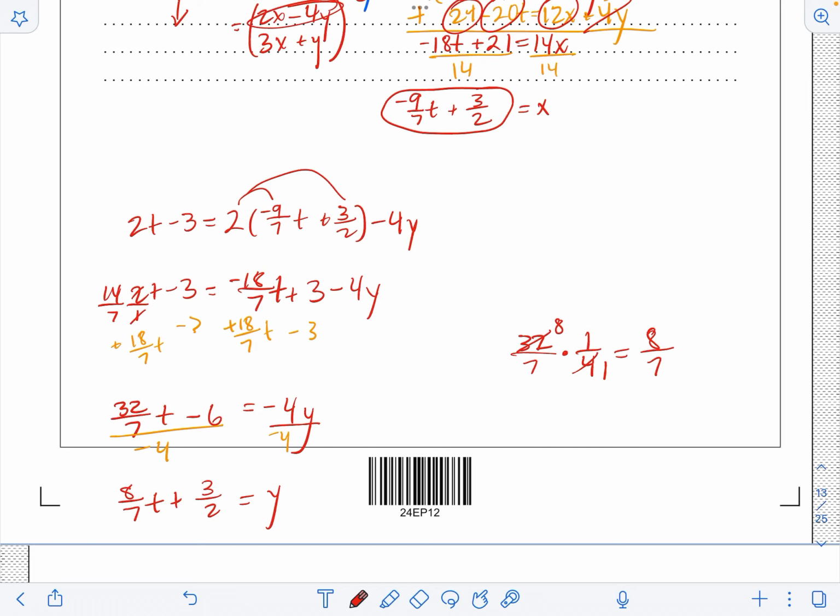Okay, so we were asked to find the coordinates of x, and we've done that. We found the x coordinate of the point and the y coordinate of the point. And we're done. Phew.